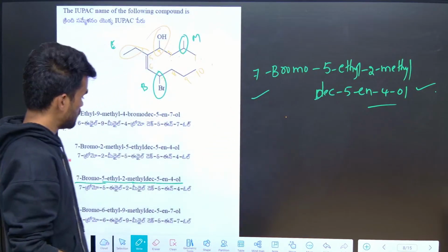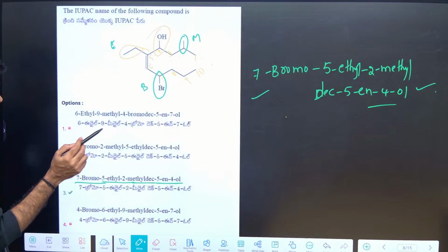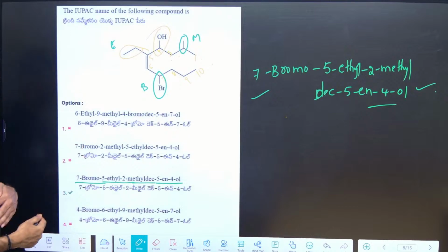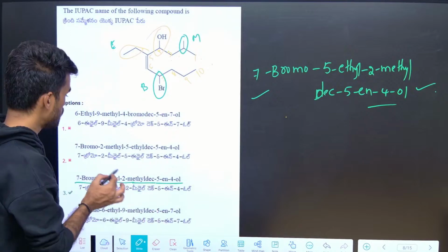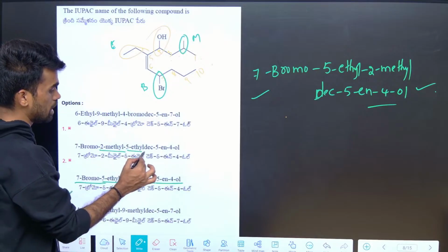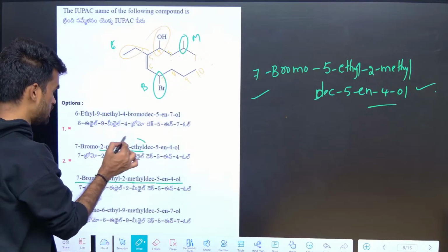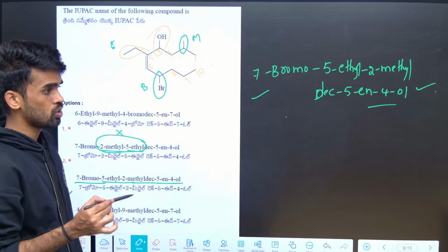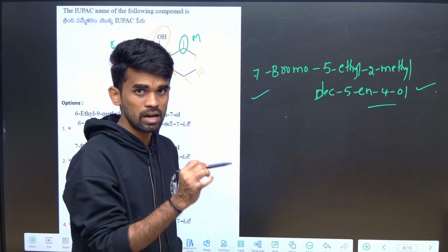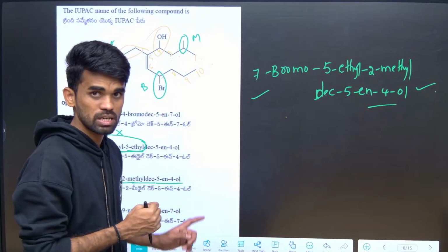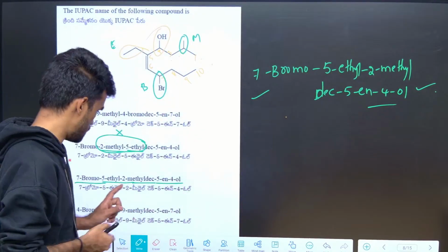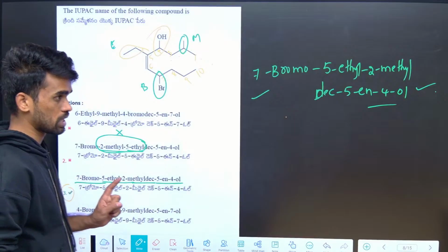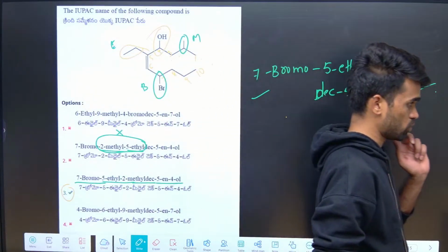Now see, there are other options also looking like that, but they haven't followed the alphabetical order. See here, 2 methyl came first, after that ethyl. So this is just wrong because they do not follow alphabetical order. So you need to follow alphabetical order while writing the names, then only you will get the exact answer like this. Hope this is also clear, how we have solved this kind of question, right?